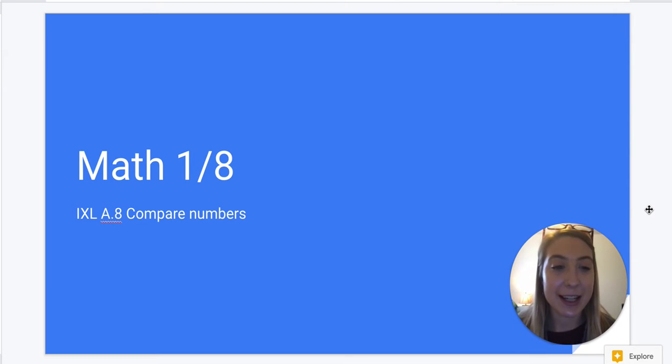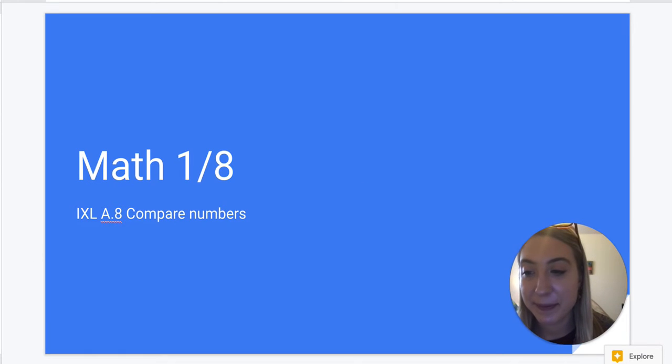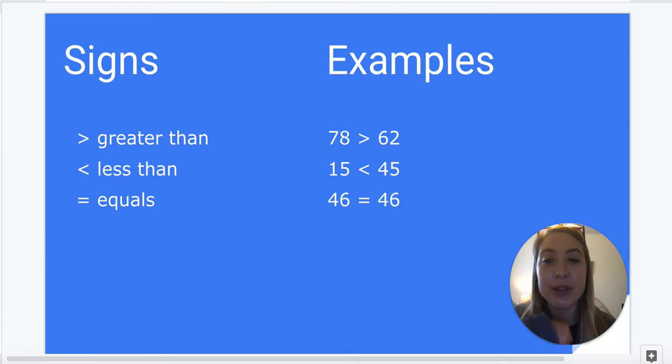So today for Math Day, we're going to be comparing numbers, deciding which number is bigger, which number is smaller, are they equal? So the first thing we're going to do is go over some signs. When you see this sign, it means greater than. The number over here is greater than the number over here.